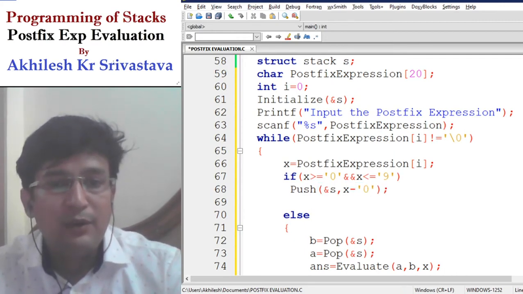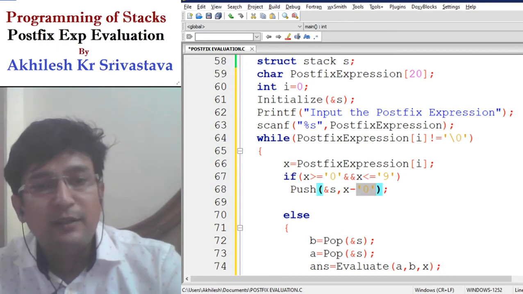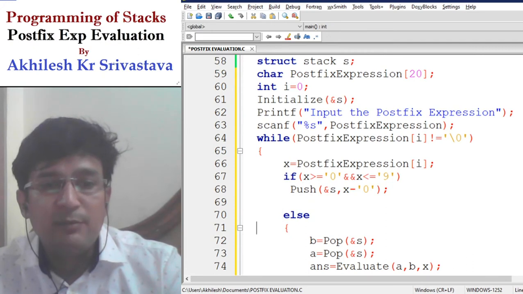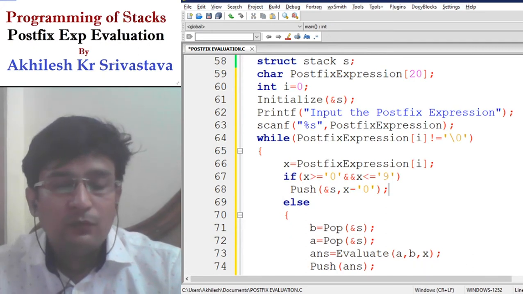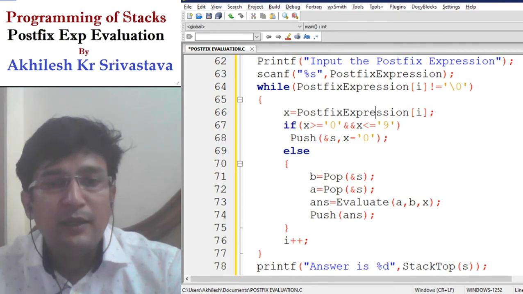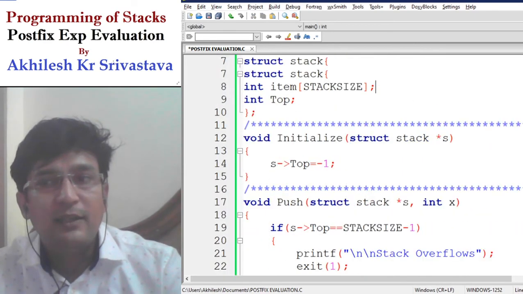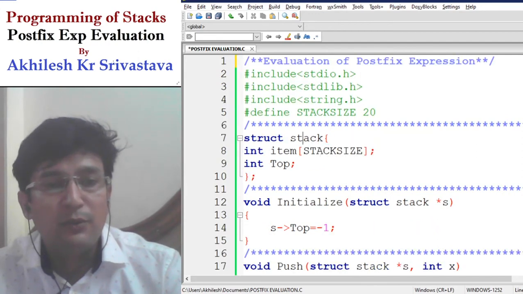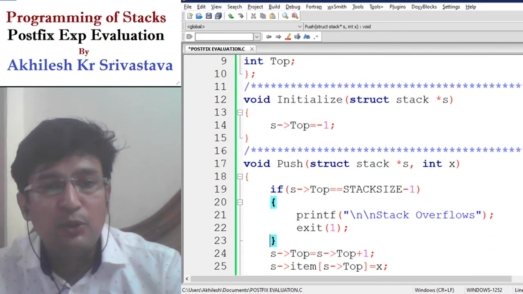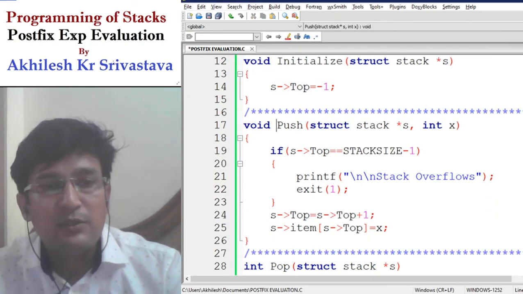If I do not know the ASCII value of 0, I can simply write single quote 0. Now the conversion of the character item to integer has been done. It means that we are pushing the integer item. That is why the stack has to contain integer items, because of which I have declared that the item array will contain integer items. The type of the item array has been declared. Similarly, in the portion of the pop operations, the integer items are inserted and integer items are popped.